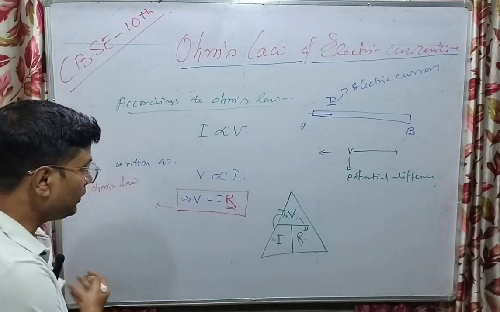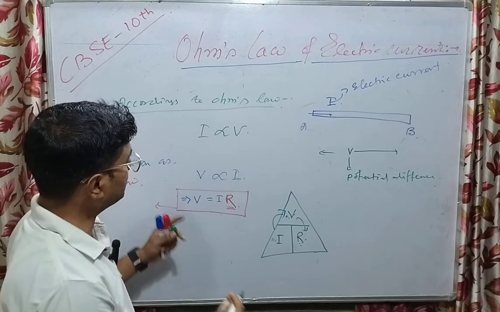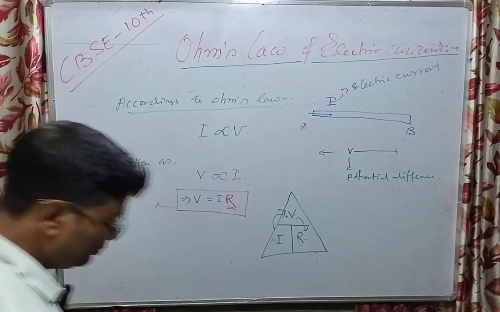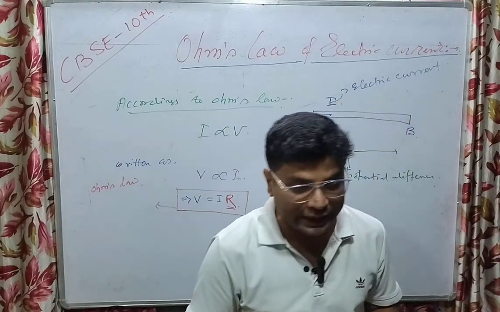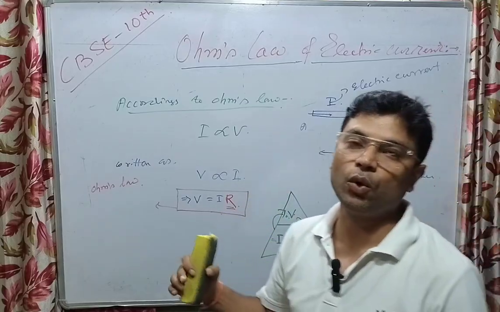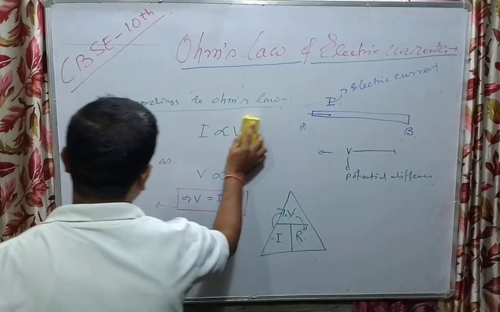Now students, I am going to discuss another way how potential difference, current and resistance are related, correlated. Let's discuss this.